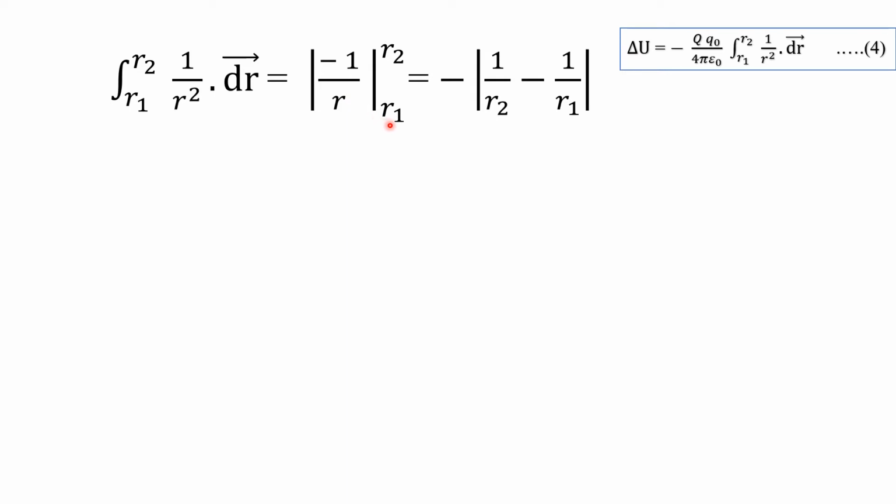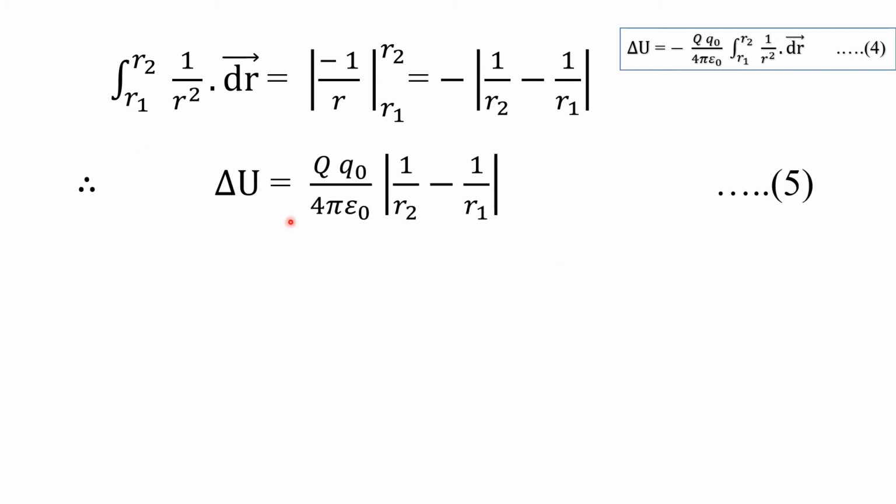So the integration running from limit R1 to R2 is equal to, first of all, the negative sign outside the bracket, then put the value of R as R2, then R1. So 1 upon R2 minus 1 upon R1. This is the answer of the integration of 1 upon R square dr from R1 to R2. Put this value in equation 4. We get delta U is equal to Q Q0 upon 4 pi epsilon 0 bracket 1 upon R2 minus 1 upon R1, equation 5.